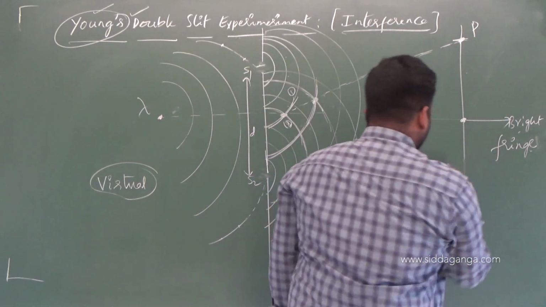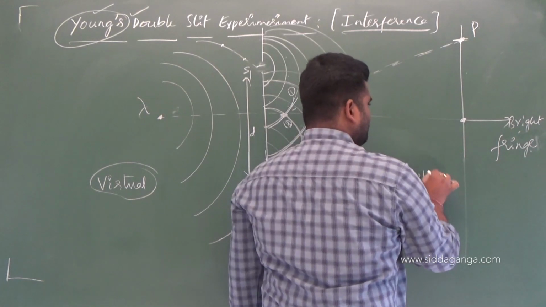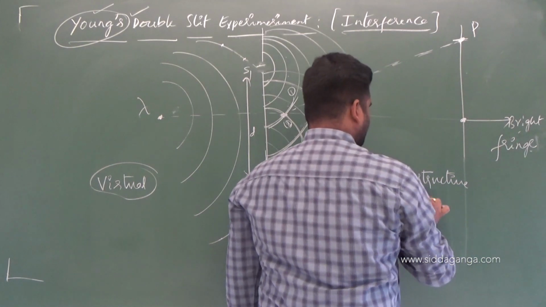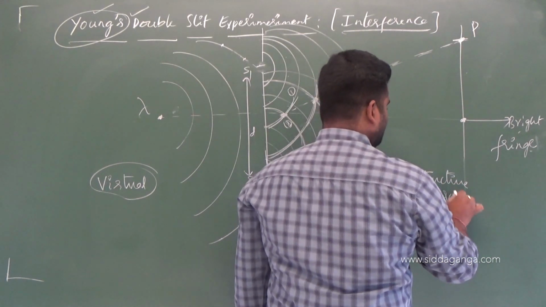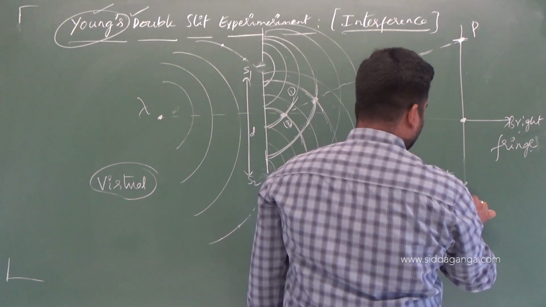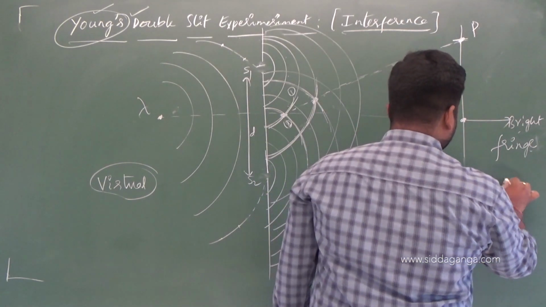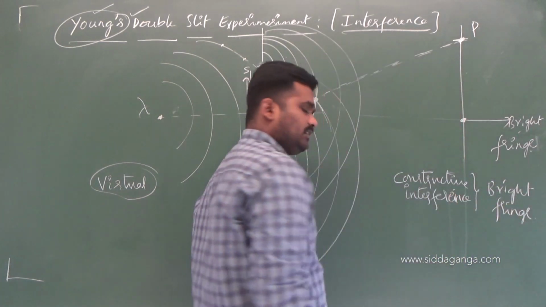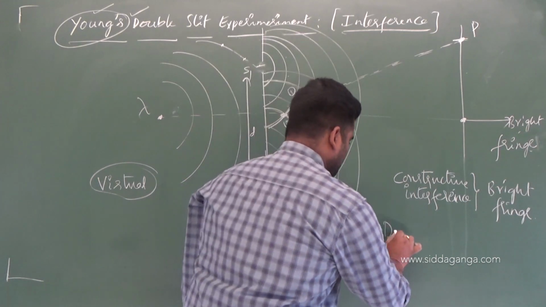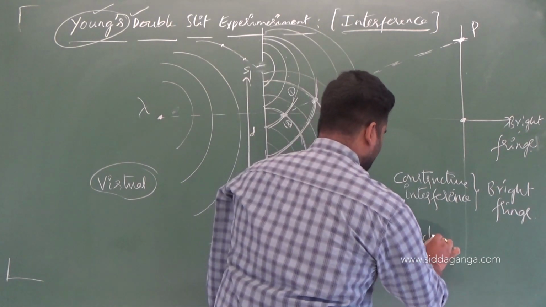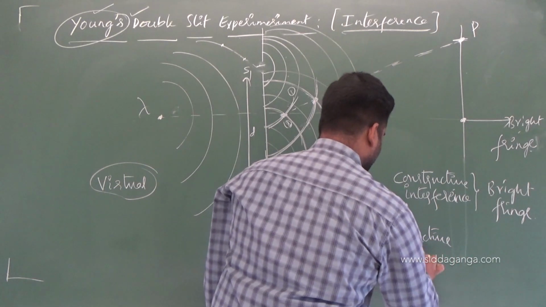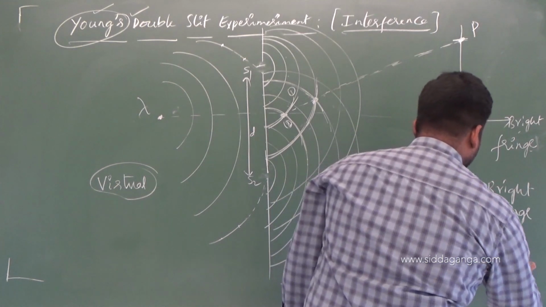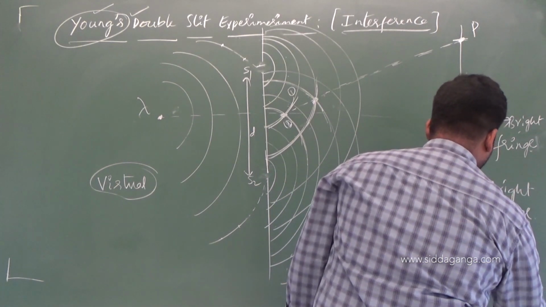Remember, constructive interference formed means bright fringes are going to be formed. For constructive interference, the type of fringe formed is bright fringe. Bright fringe is going to form due to constructive interference, and for destructive interference, which type of fringe is going to be formed? A dark fringe is going to be formed. Remember this point, dark fringe is going to be formed.